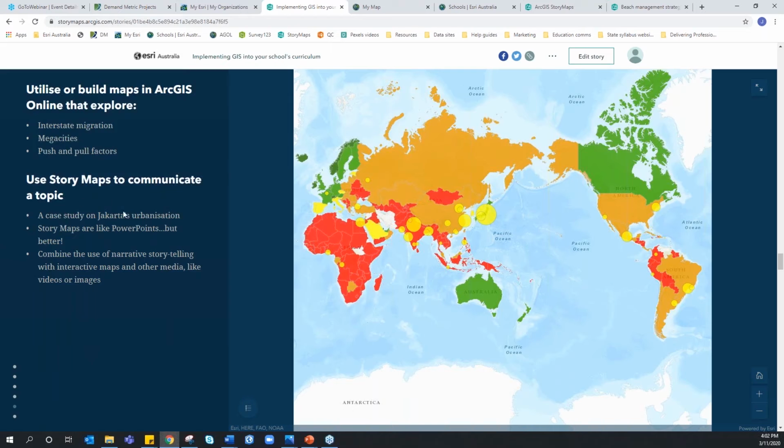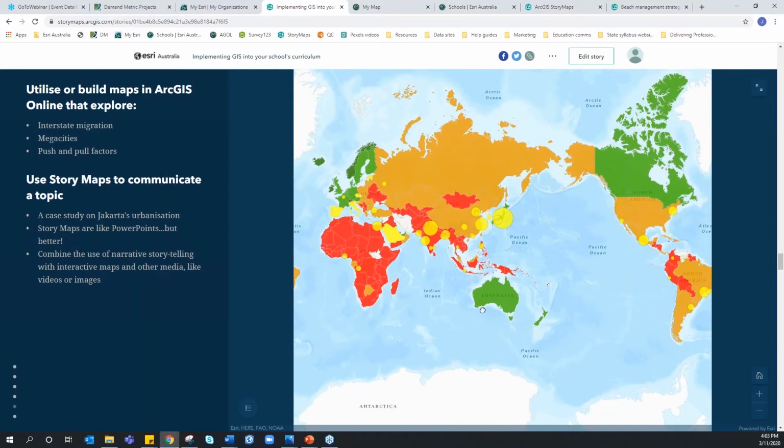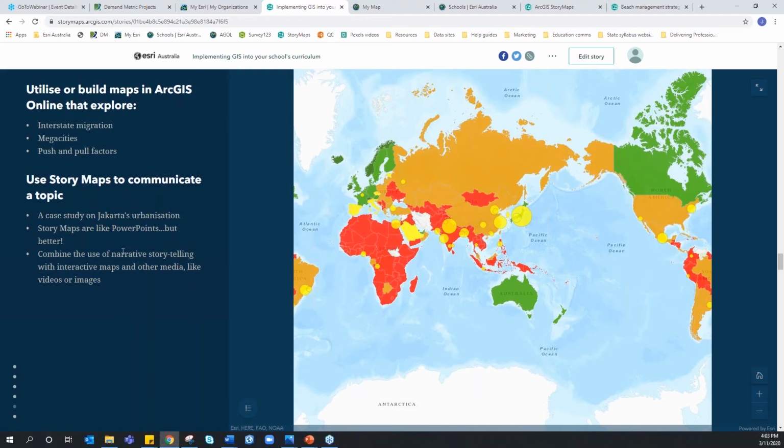You can use story maps to communicate a topic. Like I'm communicating a topic to you today, it might be that because you are teaching a lot of Year 8 geography, which in my opinion is content-based, you build a couple of story maps to communicate that content too. This is what I always say, it's like a PowerPoint, but better. You can actually interact with it. You can put in videos, pictures, all that kind of stuff. I guess it's a one-stop shop where you can also interact with data too. I like this narrative storytelling with interactive maps and other media.